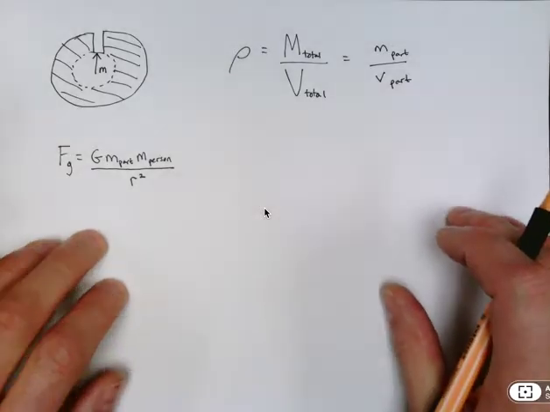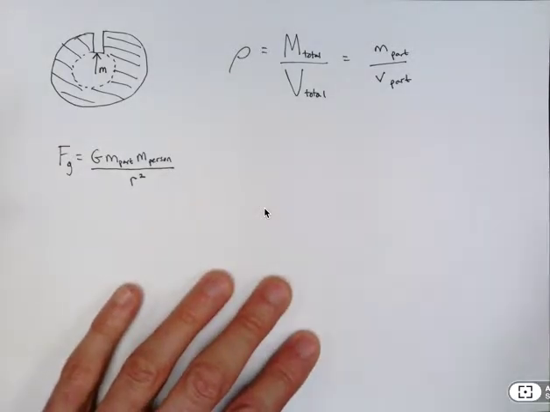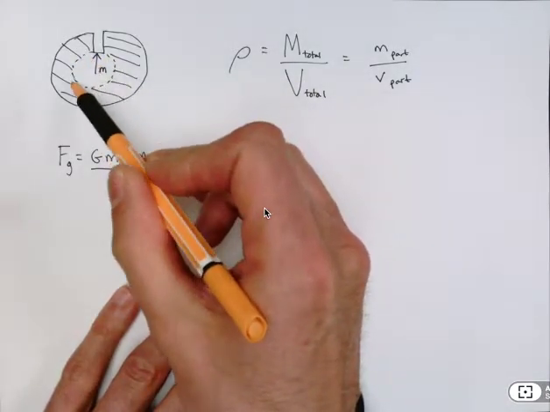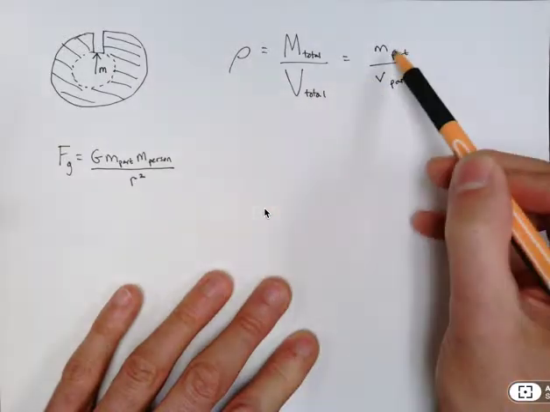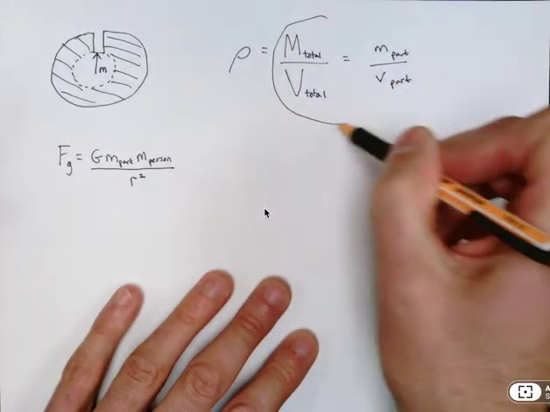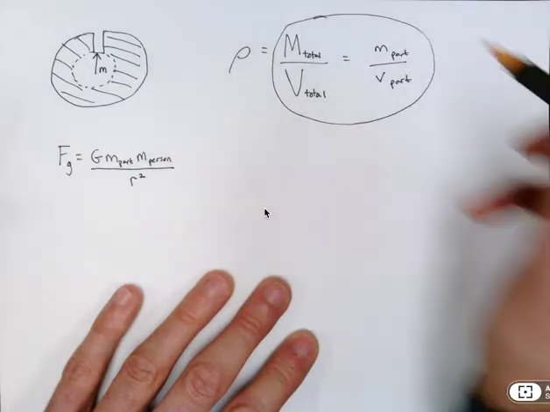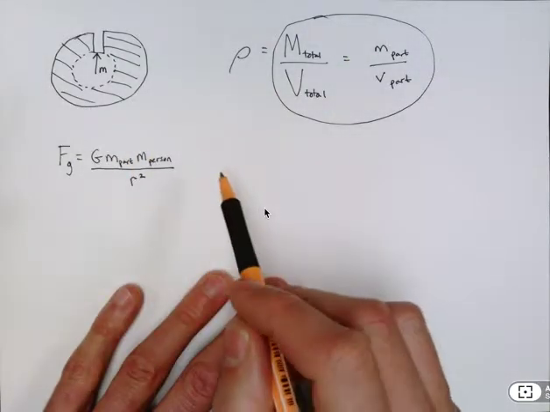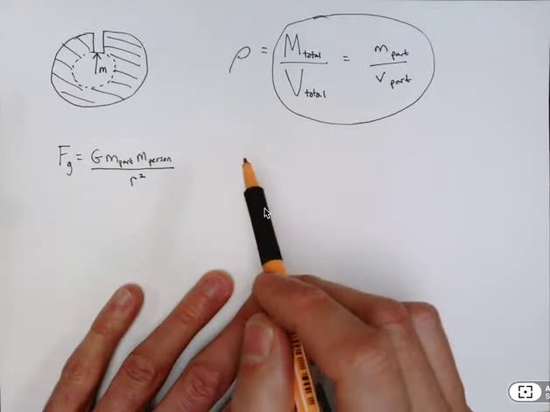So let's take a look at the solution to this problem. What I'm interested in is the mass of just this inner part of the Earth, and we see that appearing right here in this equation. These two fractions represent the density of the Earth, and if we assume that it has the same density throughout, then they're equal to each other.